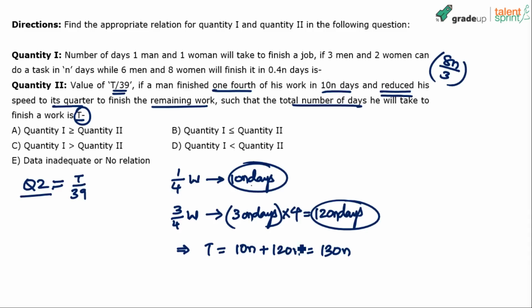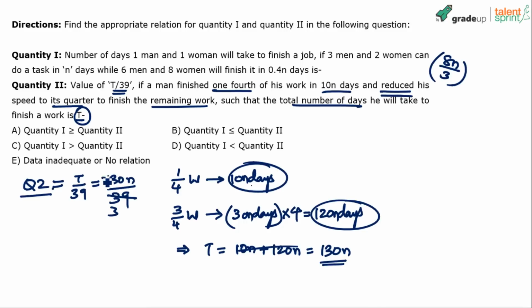You don't have to write this step, in fact. You can directly write 10 plus 120, 130N. T is equal to 130N. But what is he asking us to find out? Quantity 2 is T by 39. So can we put T equals 130N now? Yes. It is 130N by 39.